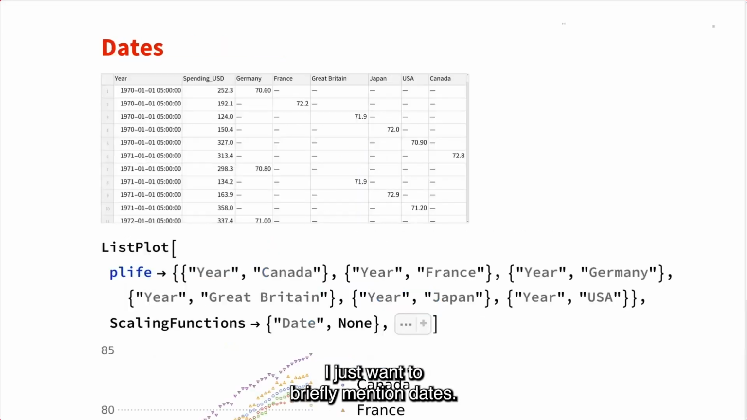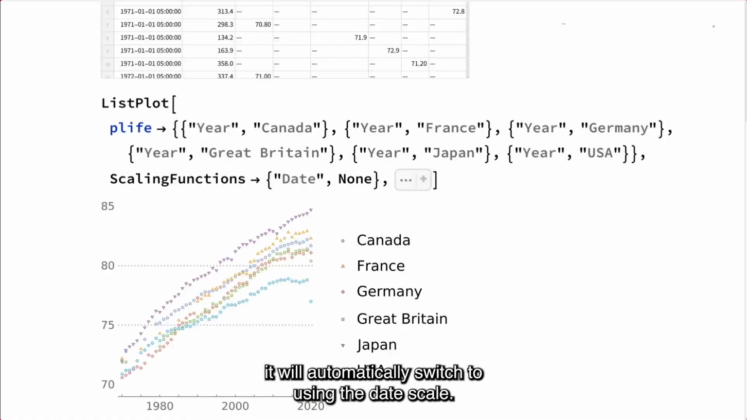I just want to briefly mention dates. Usually dates in a column signify some sort of series data being captured, and we have our date plots that can deal with these. When list plot detects a date type, it will automatically switch to using the date scale. This plot shows the life expectancy data from 6 countries over roughly half a century. And we can plot these by selecting the appropriate columns from the tabular data.